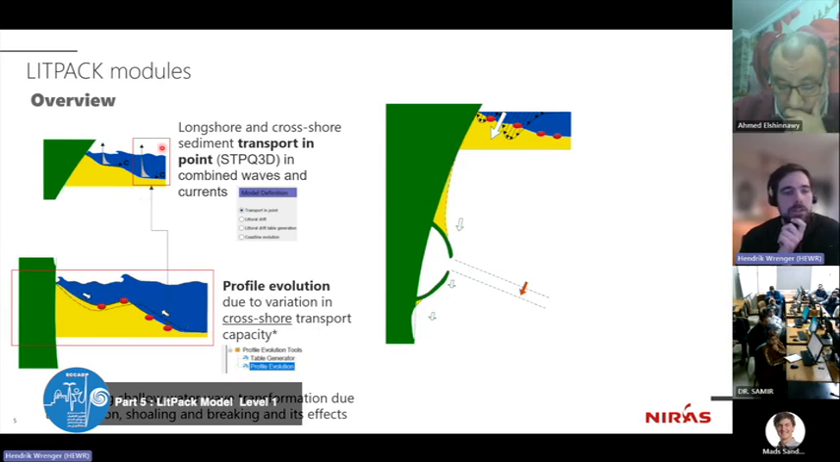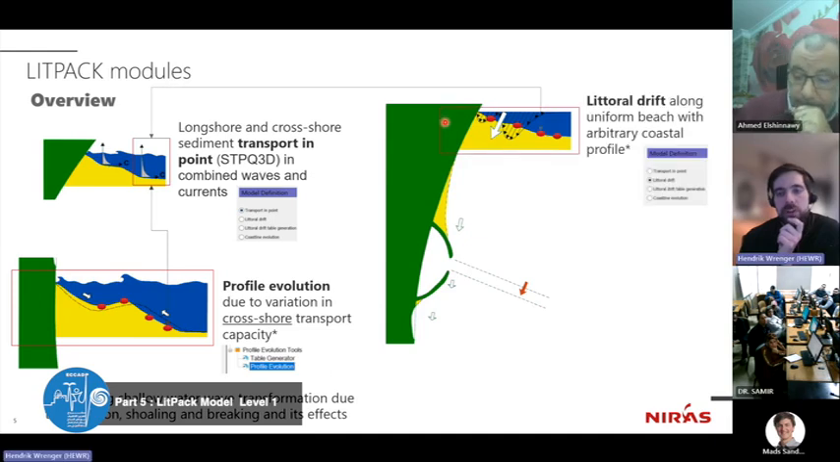Instead of calling this transport in one point model all the time, which could be done, but it would be computationally expensive, we can tabulate these hydrodynamic conditions and the transport associated with them. And then here on the other side, on the right, we have the littoral drift along a uniform beach with arbitrary coastal profile. So that's the guy here in the LitPack FM, the second point, the littoral drift.